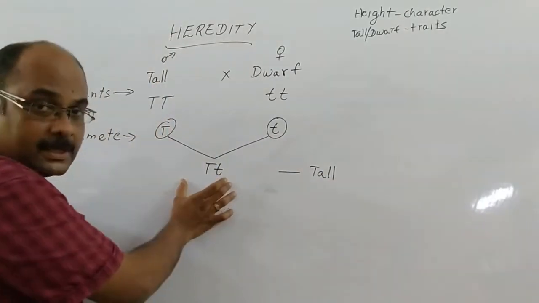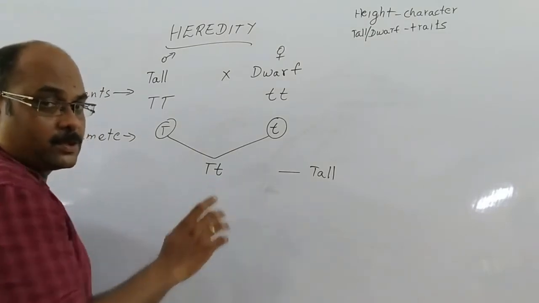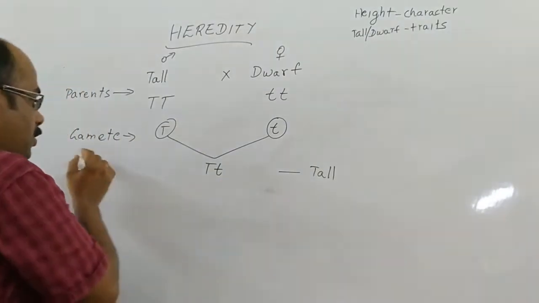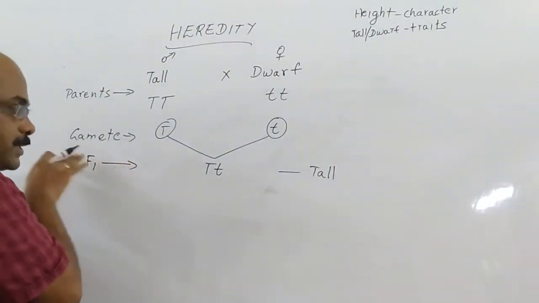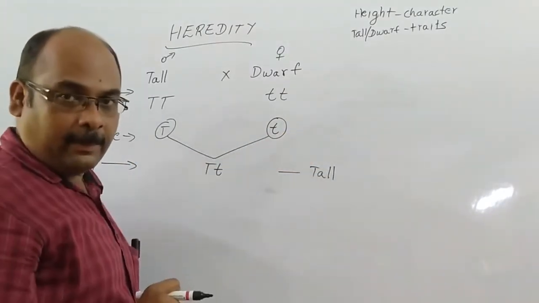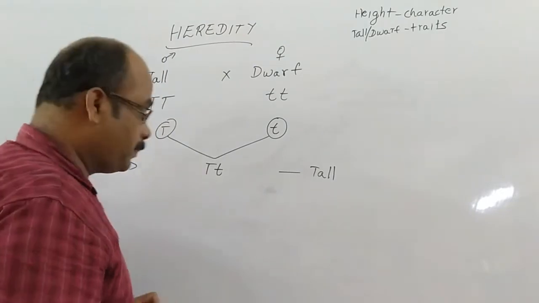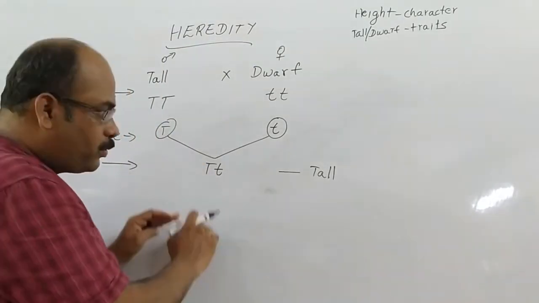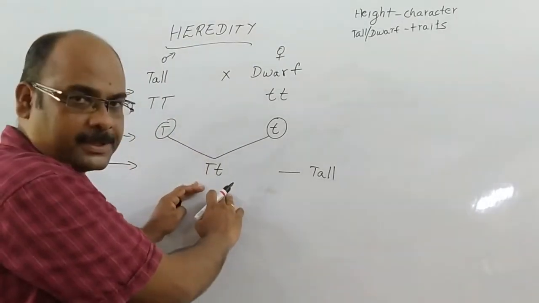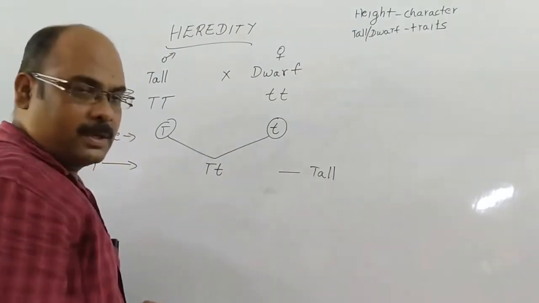Now this is the first generation of offspring. It is called the first filial generation, or F1 in short. So in this line we are showing the F1. Whenever you get a genotype, immediately write the phenotype also. Next, we studied inheritance in one generation; now you have to study one more generation.